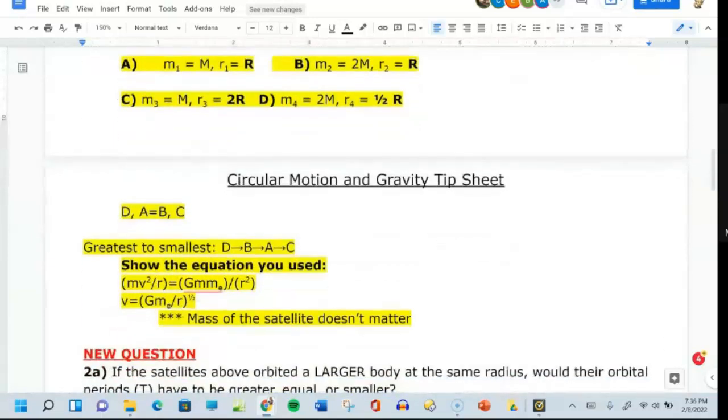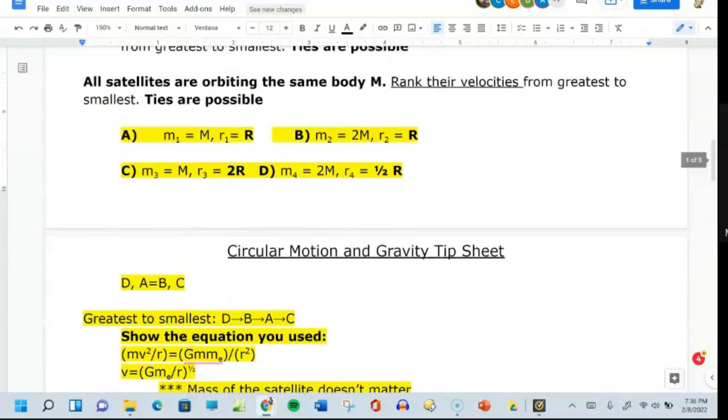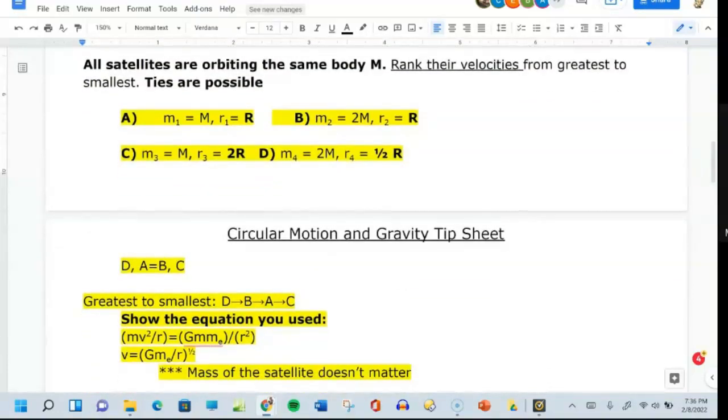Since V is on the top and R is on the bottom, that's a kind of inverse relationship. It's inversely related to the square root of R. But still, the bigger the R, the smaller the V. So what am I doing? Ranking it how? Greatest velocity would be the smallest R. She picked D because it's a half R. That's good. Then there were 2 ties. A and B are tied because they're both R, and the slowest one is 2R.